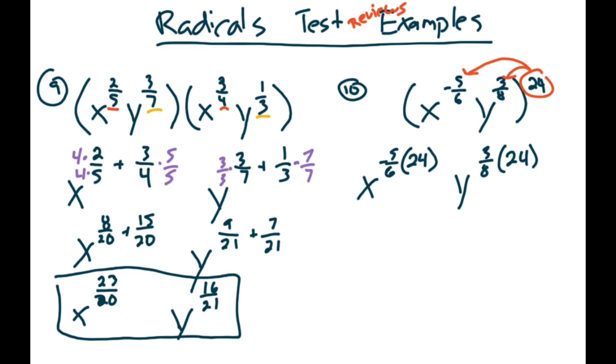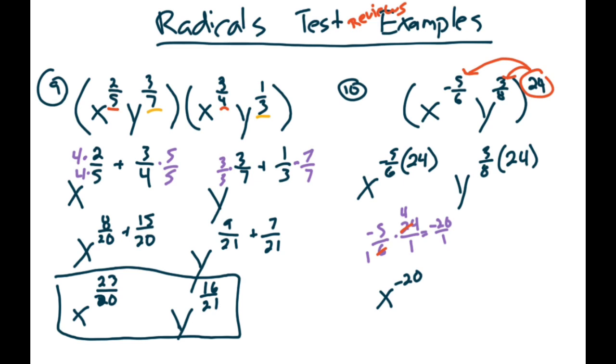So when we multiply fractions, this is like negative 5 over 6 times 24 over 1. And we can multiply straight across, or we could reduce first. 6 goes into 24 4 times. So this would be negative 20 over 1. So I'd have x to the negative 20th.